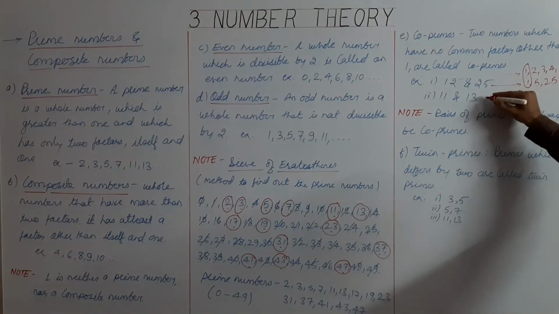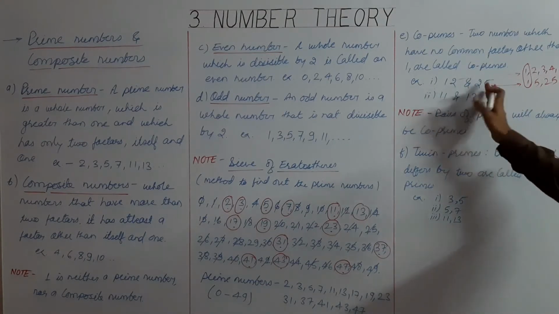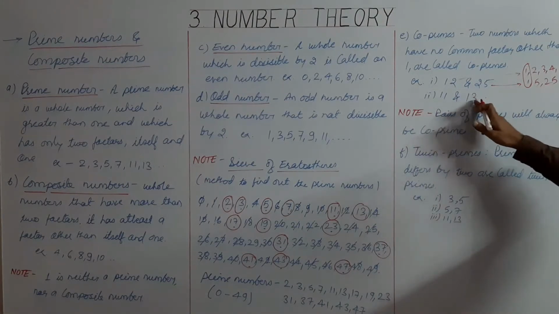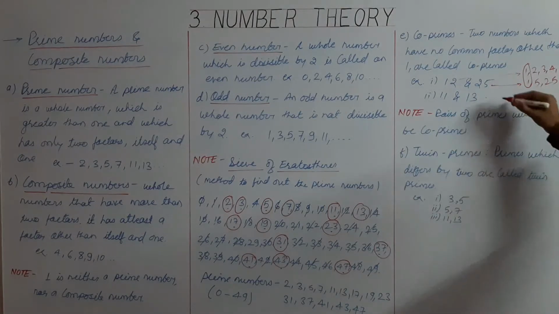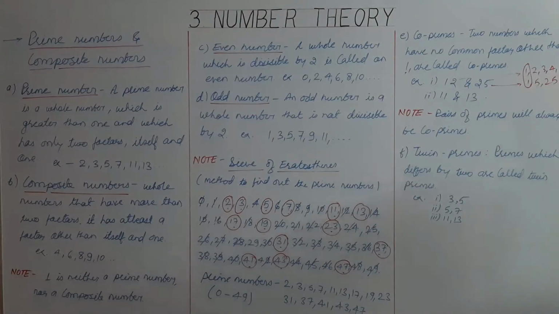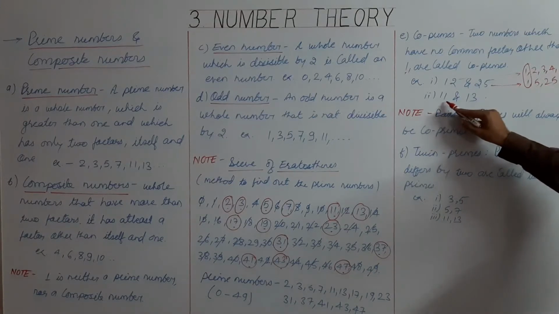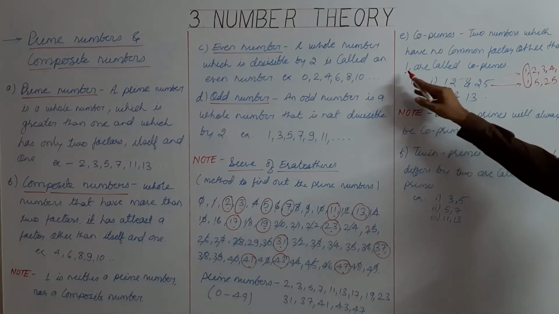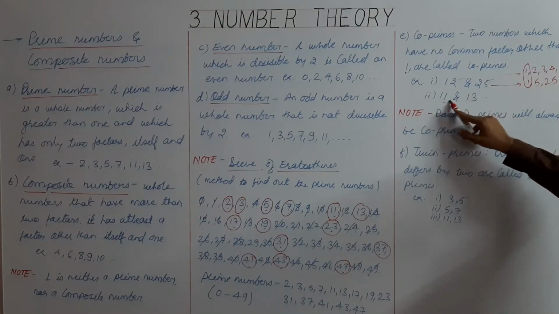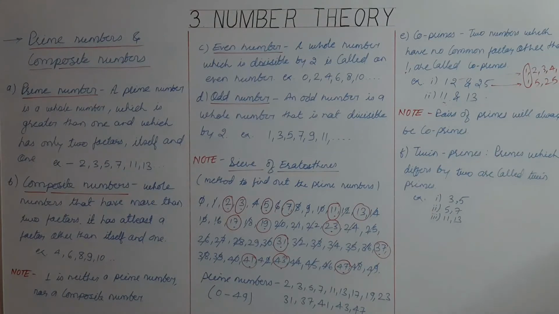Next, 11 and 13. These two numbers are prime numbers. So these numbers are co-primes because they have only one common factor, that is 1. And every pair of primes will always be co-primes, because we know that a prime number has only two factors, 1 and the number itself. So a pair of primes will always be co-primes.